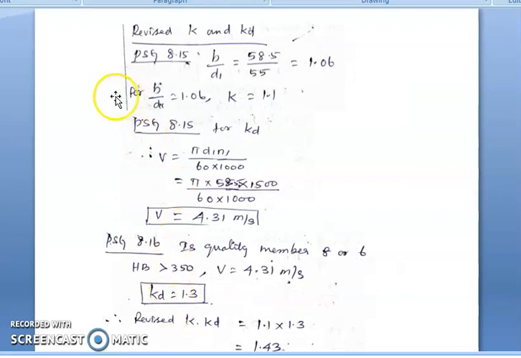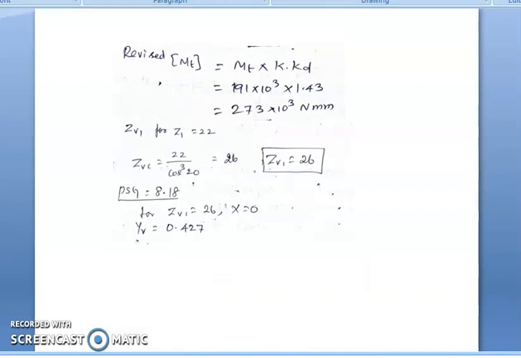Then the revised K and KD from page number 8.51, by using the relation B by D1, we can identify K is equal to 1.11 from the table at page number 8.15. Then for KD, first we should find out the pitch line velocity as 4.31. So for 4.31 and HB greater than 350, at page number 8.16, we can identify KD is equal to 1.3. Now we revised K into KD as 1.43. Now the revised design twisting moment is 273 into 10 power 3 Newton per mm square.